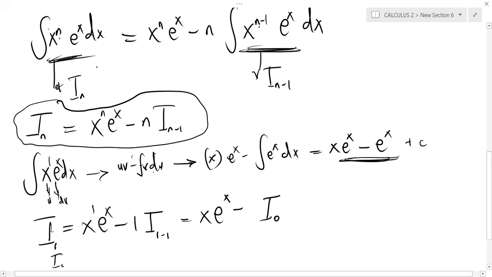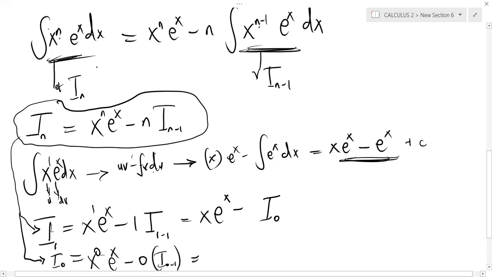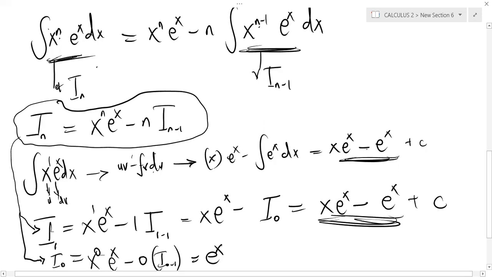Then what is our I_0? Let's evaluate I_0, still using the general formula. So that will be x raised to power 0 e^x minus our n now is 0 times I_(0-1). So x raised to power 0 is 1, so we will have e^x and this will be 0. So our final answer here will be x e^x minus I_0, and our I_0 is e^x plus c. Clearly, the same value we get when we are evaluating using integration by parts.